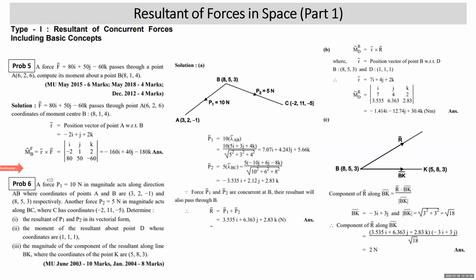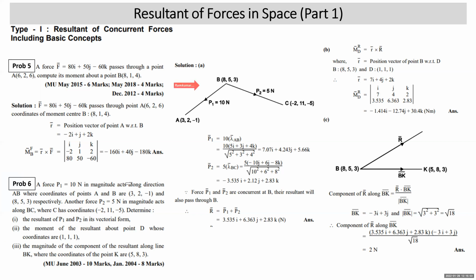I read the problem. A force P1 is equal to 10 Newton in magnitude, acting along the direction AB, where the coordinates of point A and B are given. The coordinates of point A are 3, 2, minus 1, and B, 8, 5, 3, respectively. Another force P2 is equal to 5 Newton in magnitude, acting along BC, where C has coordinates minus 2, 11, minus 5. Determine: number 1, the resultant of P1 and P2 in vectorial form; number 2, the moment of the resultant about point D, whose coordinates are 1, 1, 1; number 3, the magnitude of the component of the resultant along line BK, where the coordinates of point K are 5, 8.